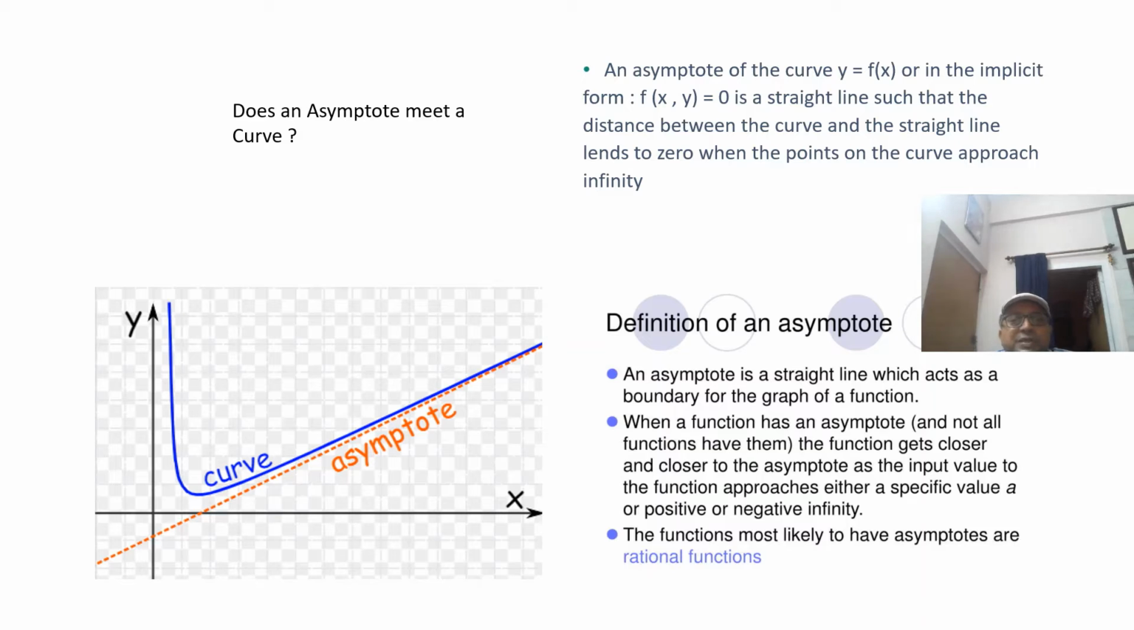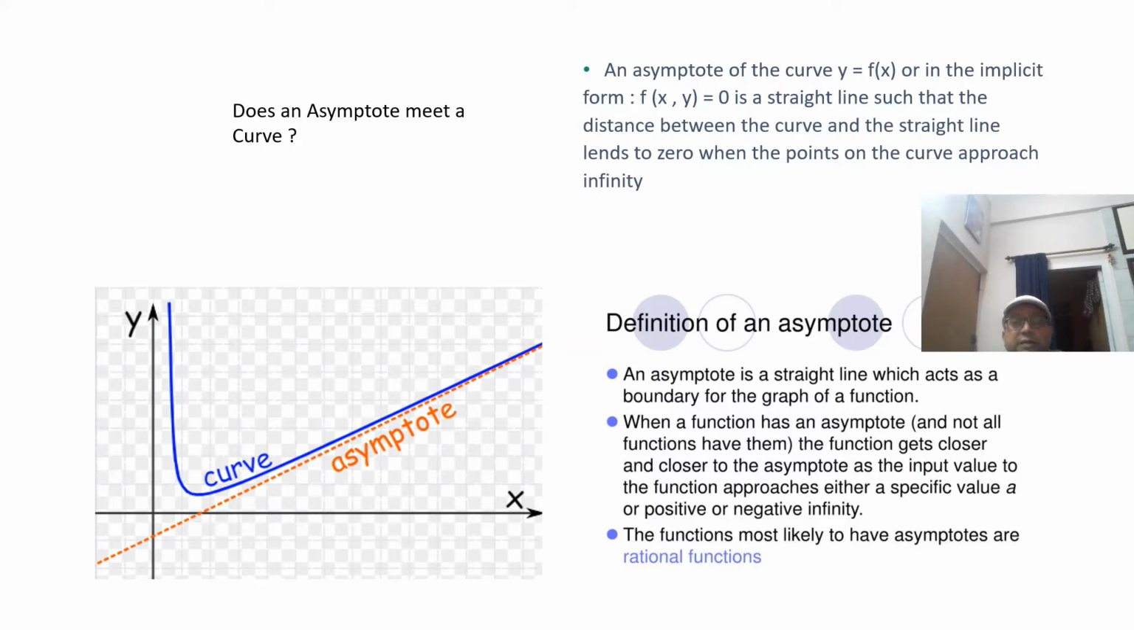So, the most important question arises here: does an asymptote meet a curve? The question was put forward in the previous session. Here again I clarify it. We are not there to see whether at infinity the line, the asymptote, is meeting the curve or not. But the distance between the curve and the straight line tends to 0 when the points on the curve approach infinity.